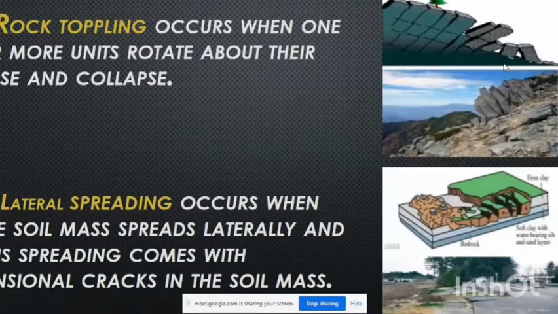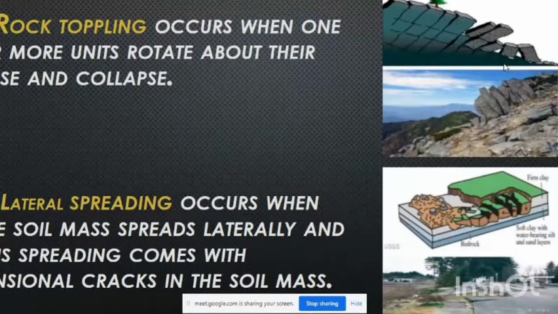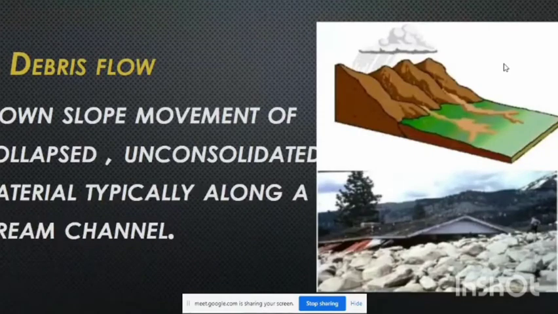Lateral spreading. It occurs when the soil mass spreads laterally and the spreading comes with a tensional crack in the soil mass. Debris flow. It is downslope movement of collapsed, unconsolidated material typically along a stream channel.